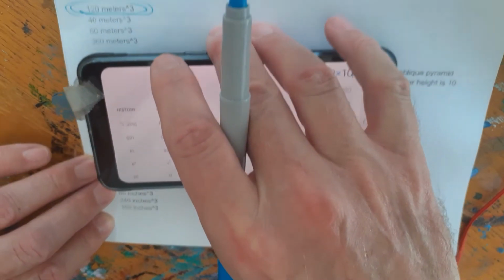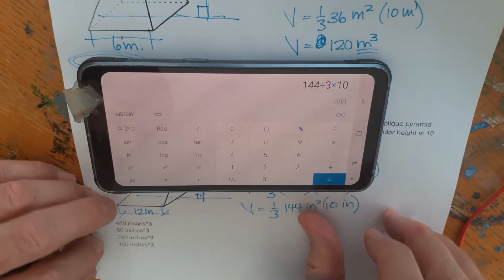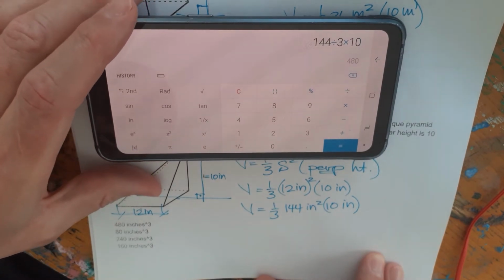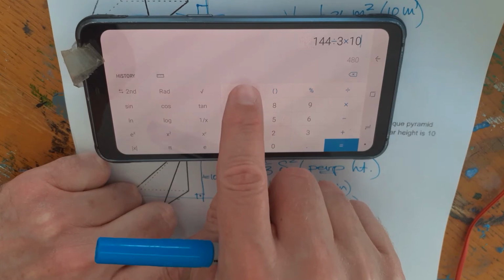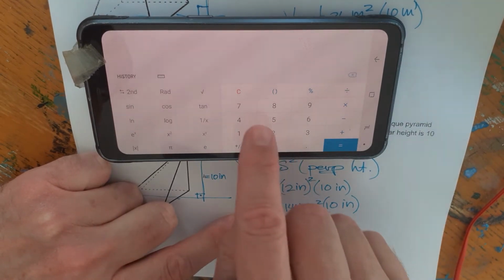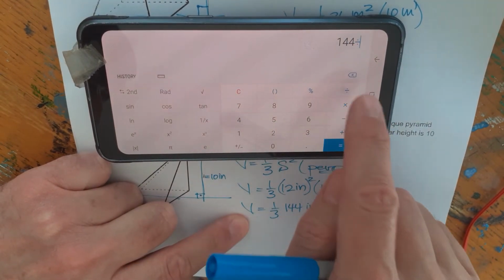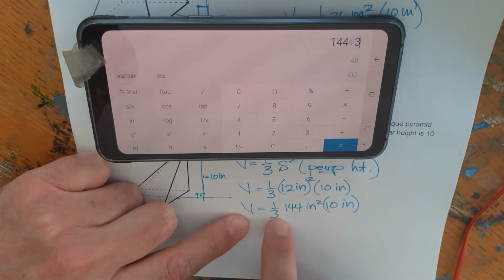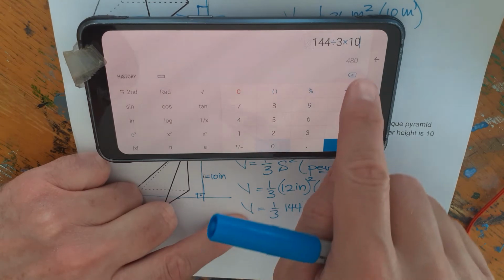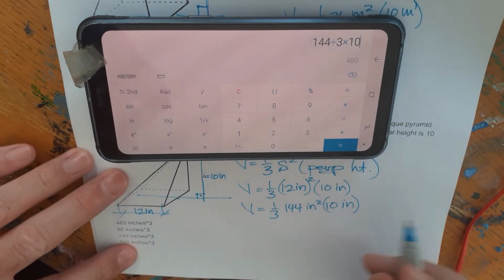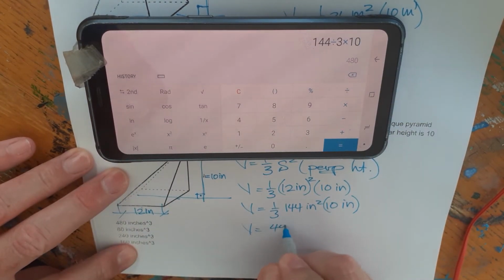I'm sorry, you guys. There we go. All right, let's try that again. So 1/3 of 144, times 10, right? Let's clear this out. So we say 144 divided by 3, times, there's a 10 right here. So we get 480. So V is going to equal 480.